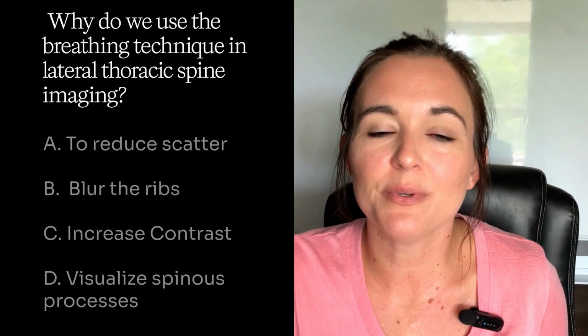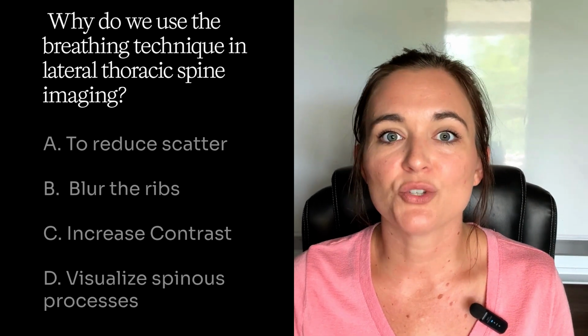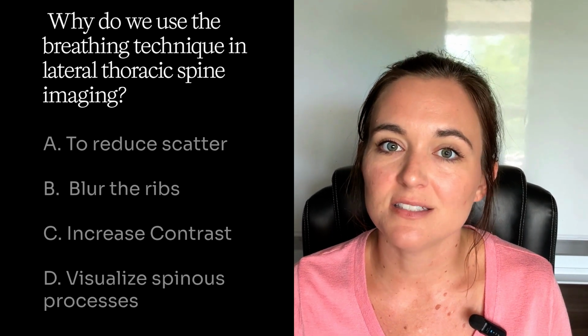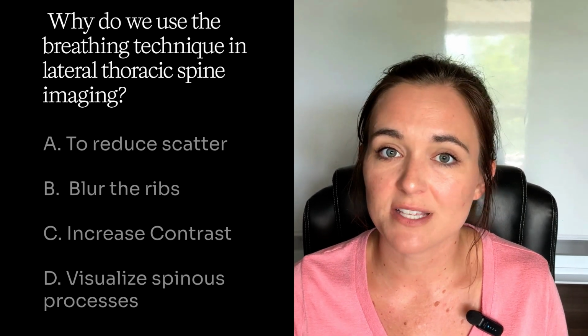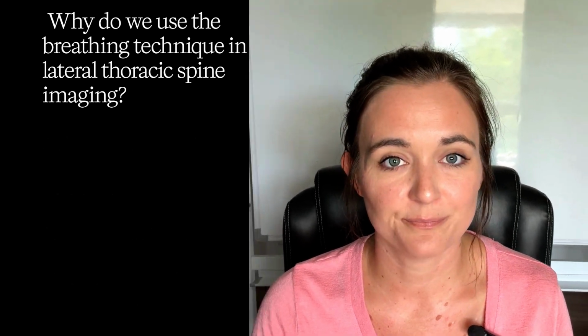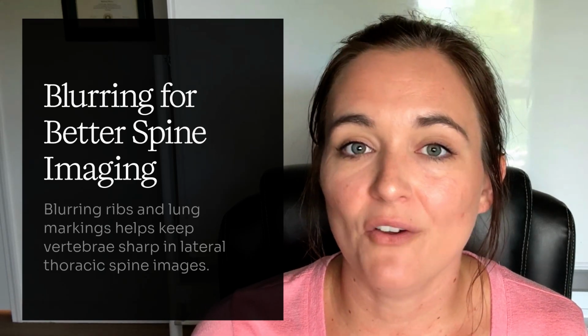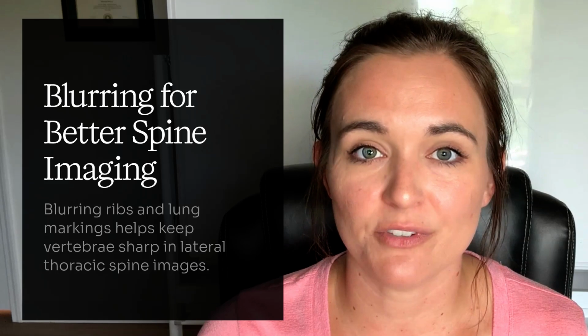Question 3. Why do we use the breathing technique in lateral thoracic spine imaging? A. To reduce scatter, B. To blur the ribs and lung detail, C. To increase contrast, or D. To visualize spinous processes better? Our answer is B. To blur out the ribs and lung markings. That way the vertebra stays sharp while the rest gets smoothed out.